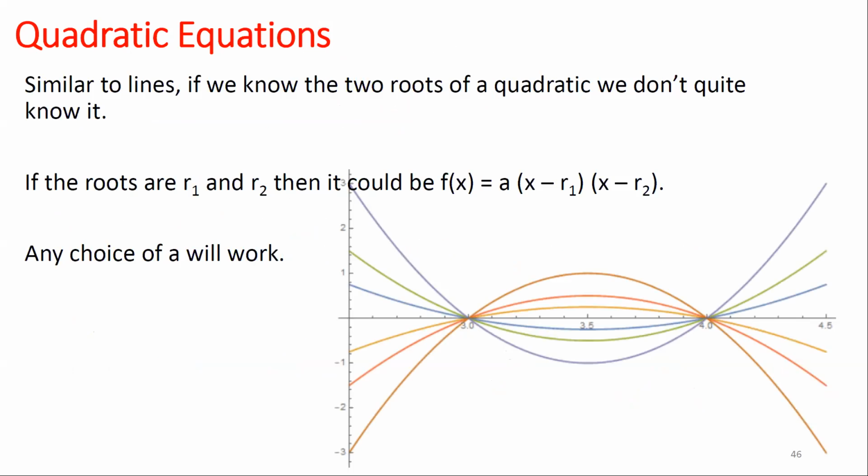So we're going to just end with a few facts about where all this goes. Similar to lines, if we know the two roots of a quadratic, we don't quite know it. Here is an example where we're looking at quadratics of the form a times x minus r1 times x minus r2. It looks like we chose r1 to be 3 and r2 to be 4, and any choice of a will work. We can see all the different parabolas that go through these 2 points as their only roots. It is kind of cool.